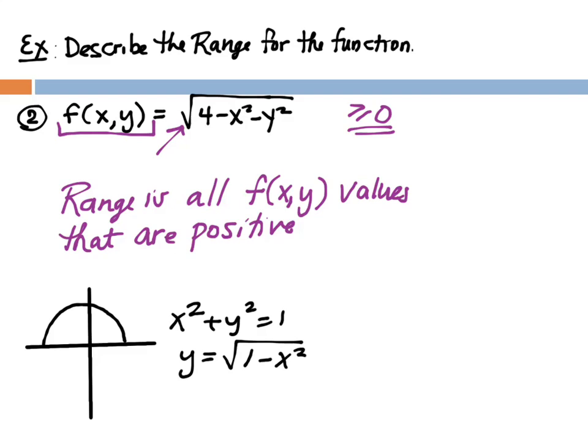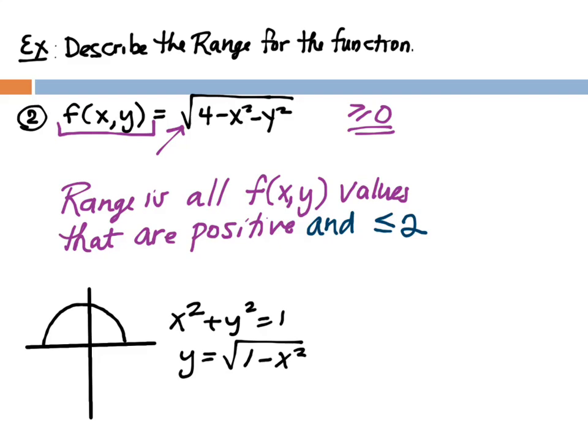And that would happen when x is equal to 0 and y is equal to 0, right? And so if you're thinking in terms of 3 dimensions, this is sort of the top half of a ball or a sphere, and you're looking at that peak part on the sphere. So the range is all values that are positive and less than or equal to 2.